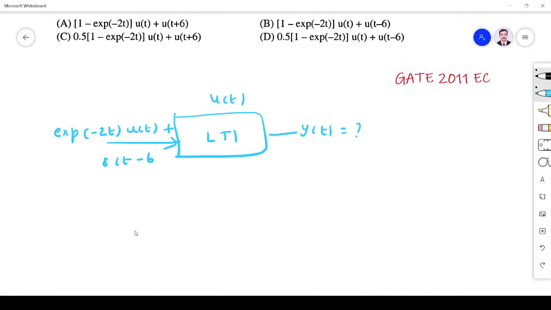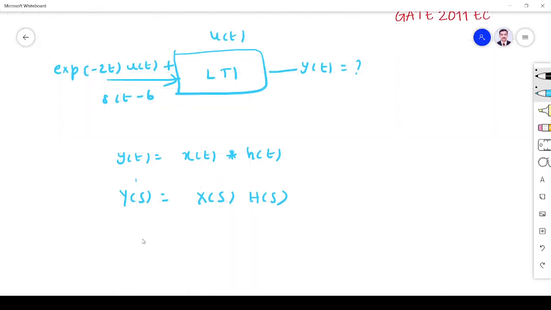So we know for any LTI system y of t is equal to convolution between x of t and the impulse response. If I take convolution, it will be a tedious process. So what I do is I take Laplace transform and take inverse Laplace transform. If I take a Laplace transform, Y of s is equal to X of s multiplied by H of s. Multiplication is easy. After multiplying, I take inverse Laplace transform, I get y of t.